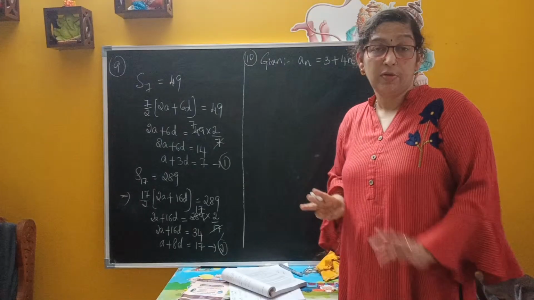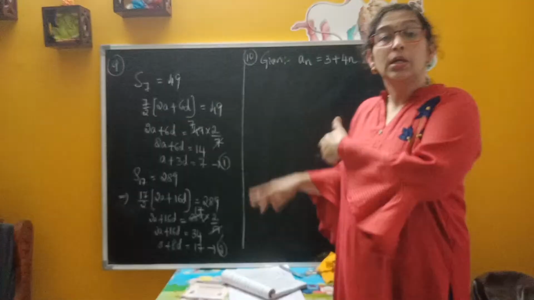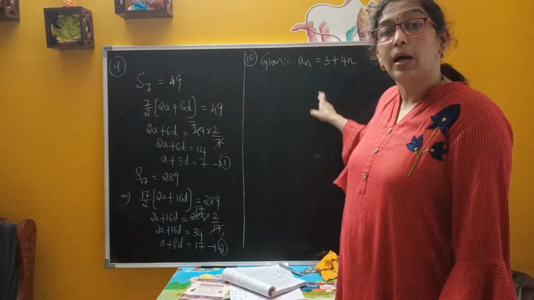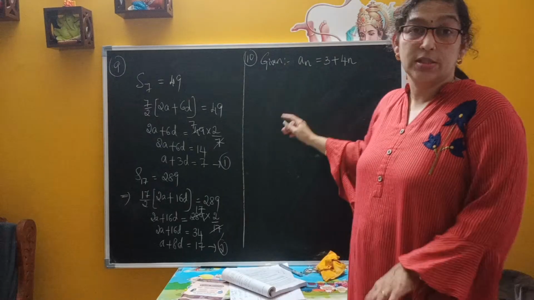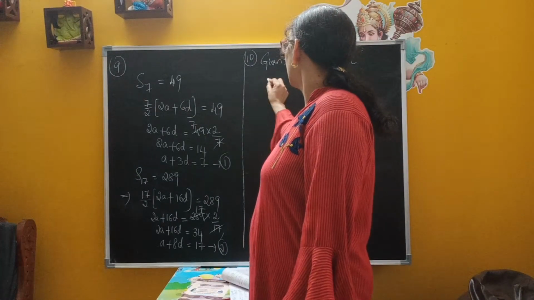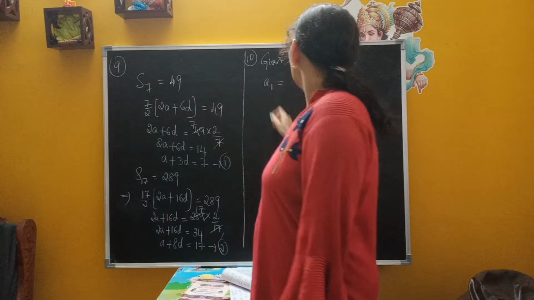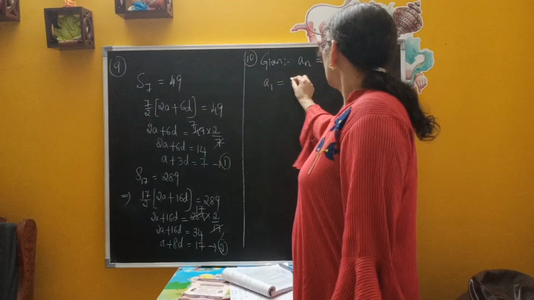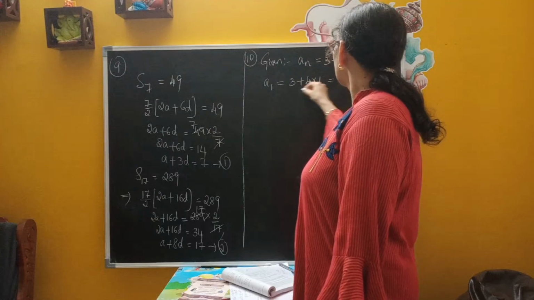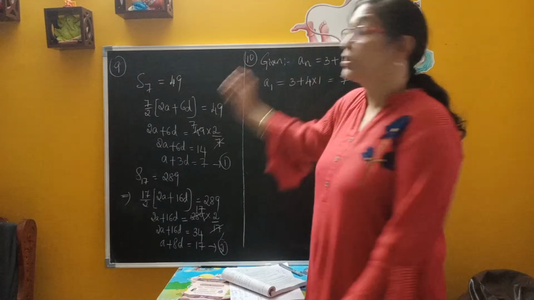So to find that, how many terms do we need? Minimum 3. Okay, if you find minimum 3 terms, you can form a series of numbers and we can check with the common difference. So let us find A1 now. If n is equal to 1, let me take A1. Okay, so what do you write? 3 plus 4 into 1. It is how much? 3 plus 4, 7. First term is 7.